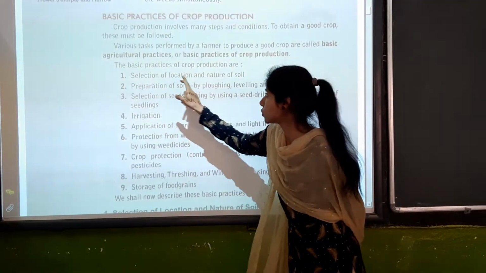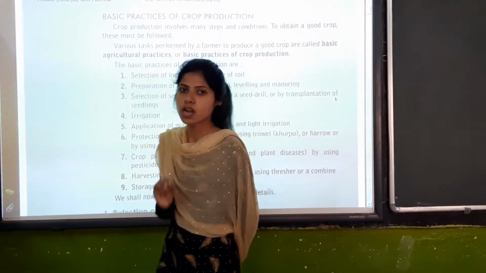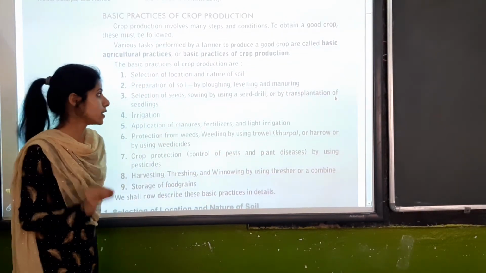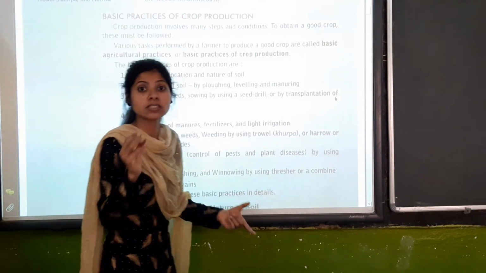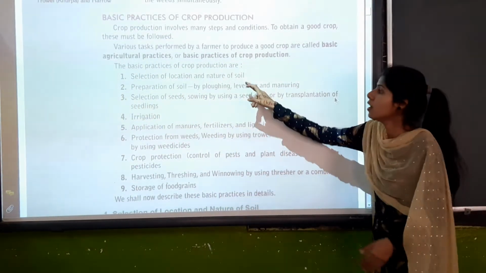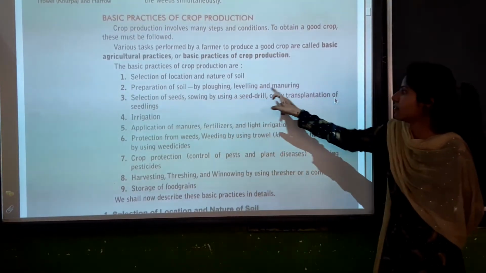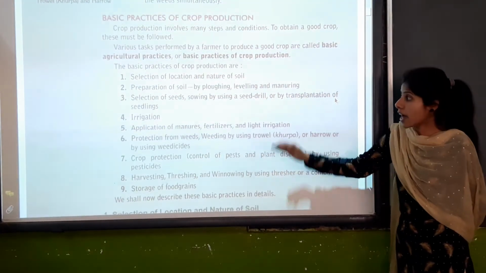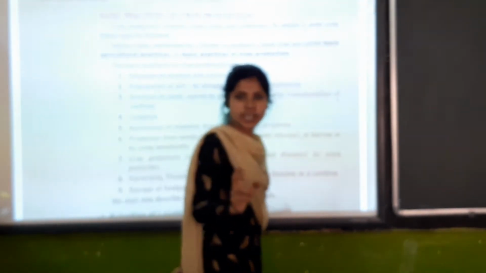Like first, selection of location and nature of soil. Whenever the farmer has to start his agriculture, he has to select the location which has black soil, soil having better fertility. We have to select that. Second one, preparation of soil by ploughing, leveling and manuring. We have to start the preparation of soil. Which type of soil is it? It should not consist of big stones. It should consist of black fertile soil.